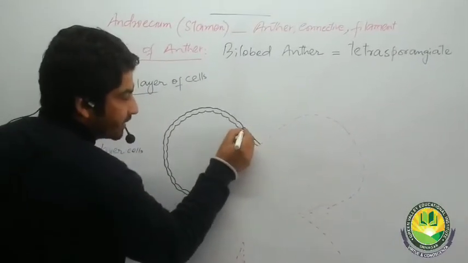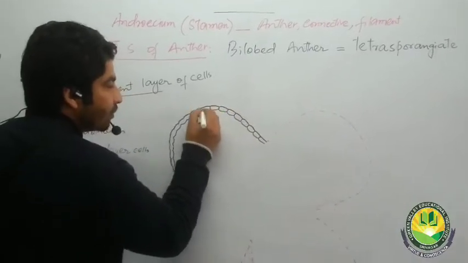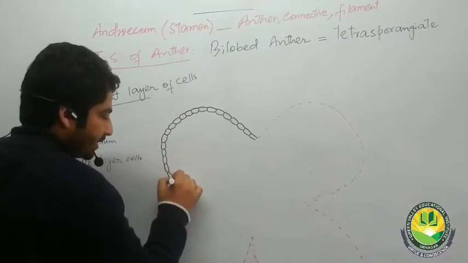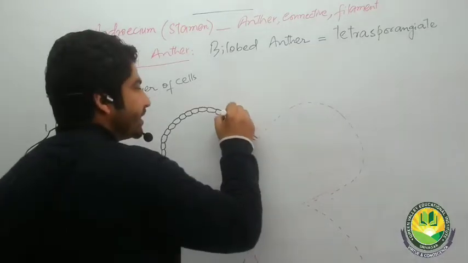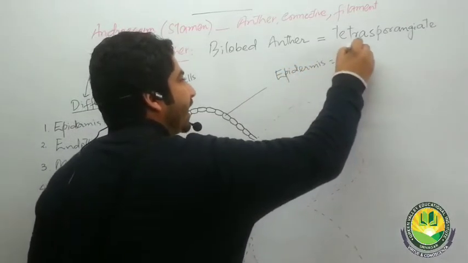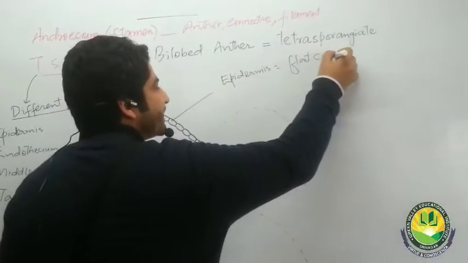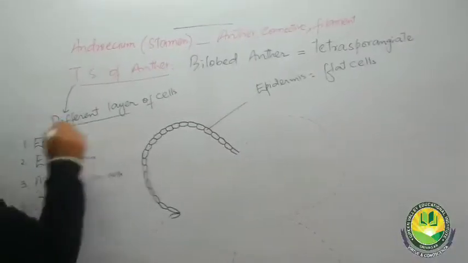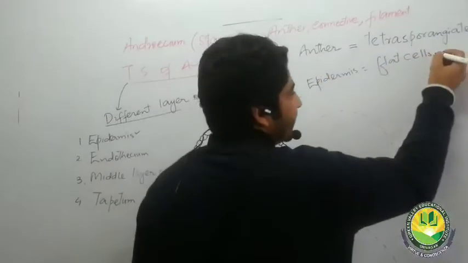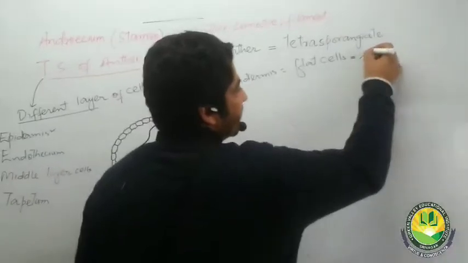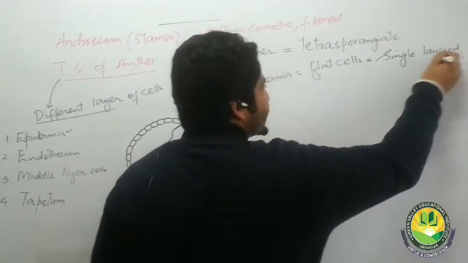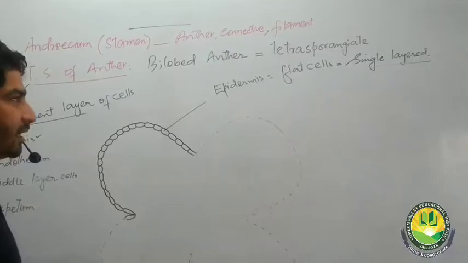The epidermal cells are flat cells. So we are here drawing the epidermal cells which are flat. So this is the epidermis, and the cells of this epidermis are flat. So the epidermis is made up of flat cells. Now this is the epidermis, the first layer of the cells. Now the second layer of the cells is the endothelium. The important thing is that the epidermis, being flat cells, is a single layer. So we have a single layered flat cells of the epidermis.